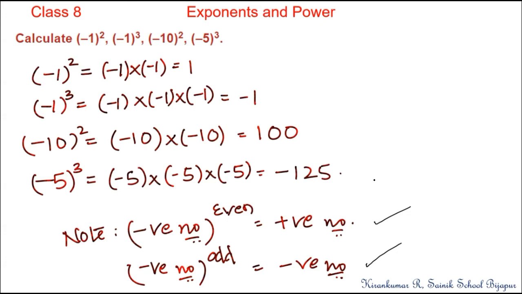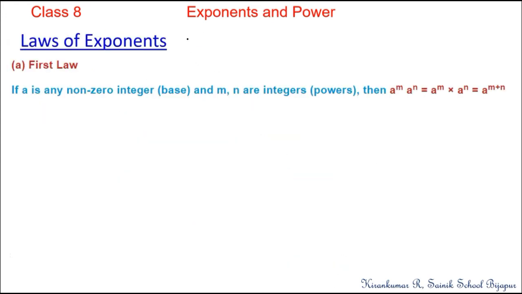Now we shall take up another very important concept called laws of exponents. These are the rules of exponents. What is the first law? The first law says that if a is any non-zero integer, that is the base, and m and n are the integers which are the powers, then a to the power m multiplied with a to the power n is a to the power of m plus n.